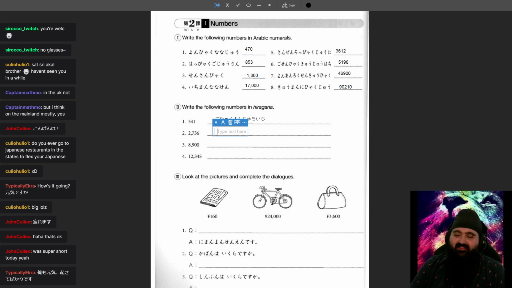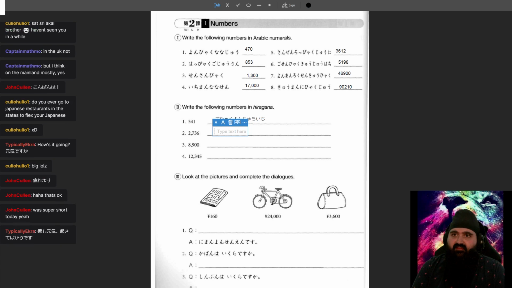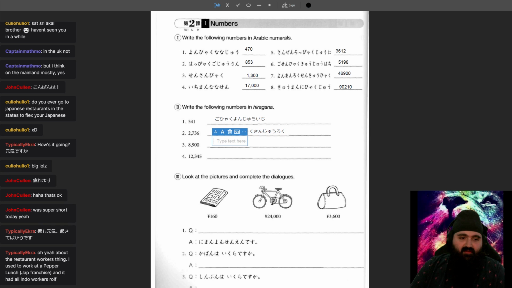Okay, next one. So how would this be said in Japanese in hiragana? So it's 2736. 2700 is probably okay too, but 700 is easier, so I'd probably use 700. Not sure though. So 2736. Perfect.